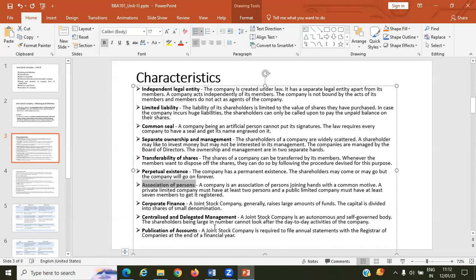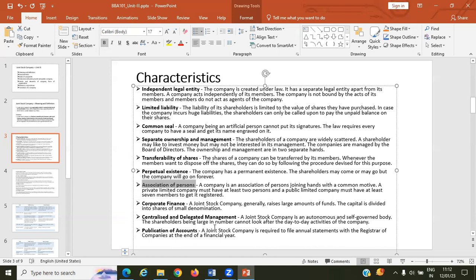Association of persons, you understood how corporates raise capital. Centralized and delegated management: everything is managed by the board of directors. Whoever purchases shares in the company elects and selects the board of directors who manage the company. They are the centralized and delegated managers.